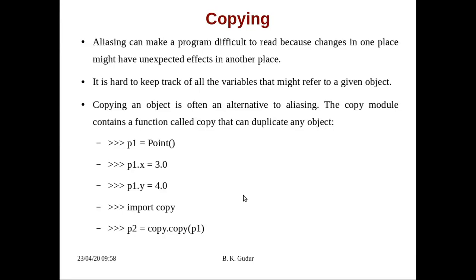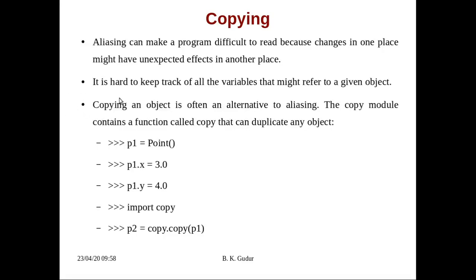How do we copy an existing object? Remember one thing, aliasing can make a program difficult to read because changes in one place might have unexpected effects in another place. We discussed this earlier also. Whenever we create aliases, because of the larger number of aliases, it is hard to keep track of where the object is changing. So for that purpose, if the change is unnecessary, we can create a copy of that object and work on that object.